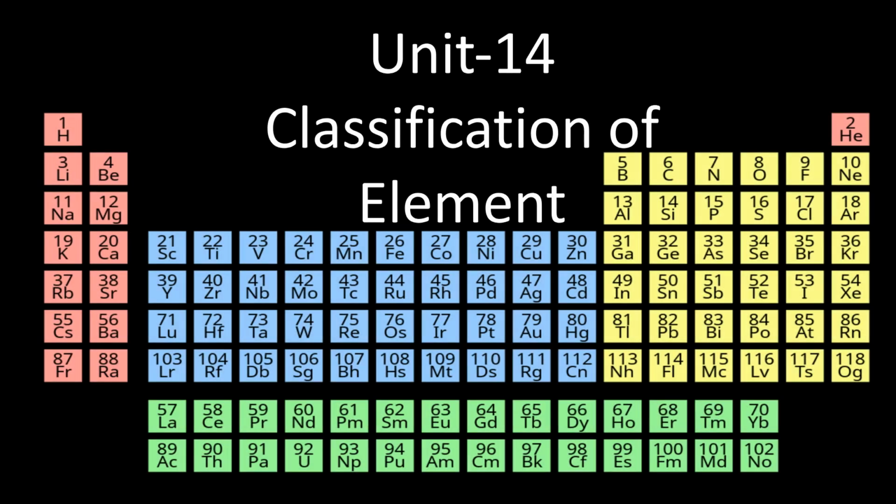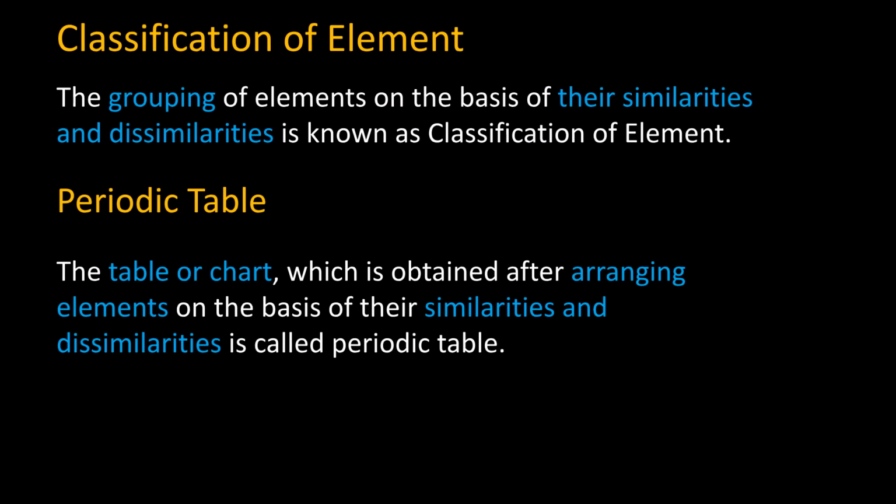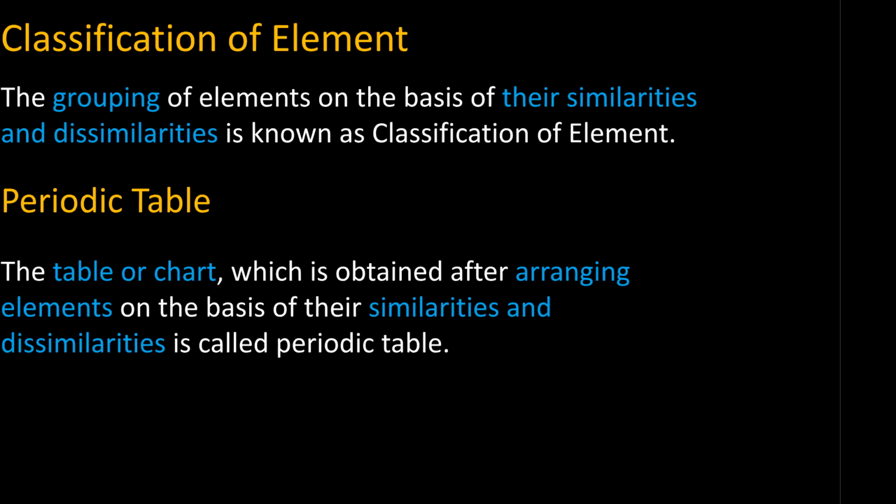Welcome to Unit 14, where we explore the classification of elements and the foundation of the periodic table. Classification of elements is the process of grouping them based on their similarities and differences. The periodic table is the chart created by arranging these elements based on those characteristics.